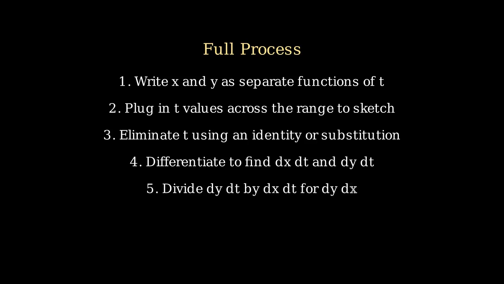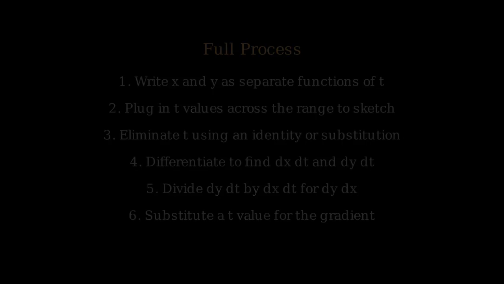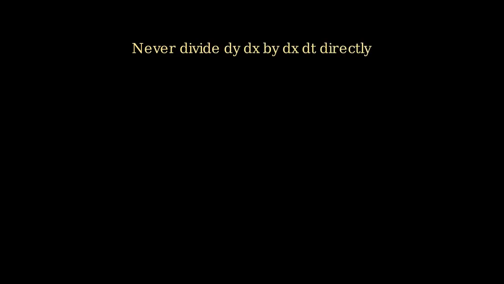Step 5. Divide dy by dt by dx by dt to get dy by dx. Step 6. Substitute in a specific t value if you need the gradient at a particular point. Watch out for this common mistake. Do not divide dy by dx by dt, and do not flip the fraction the wrong way round. It is always dy by dt on top, divided by dx by dt on the bottom.